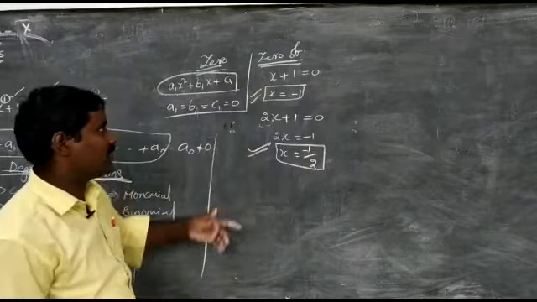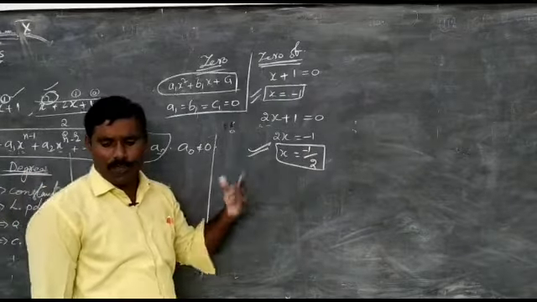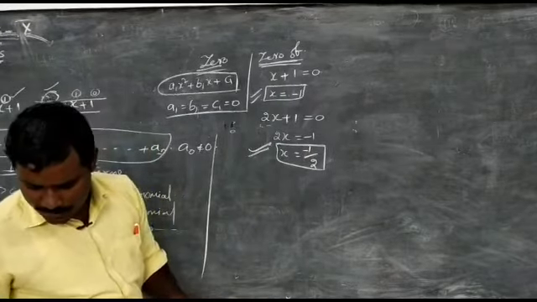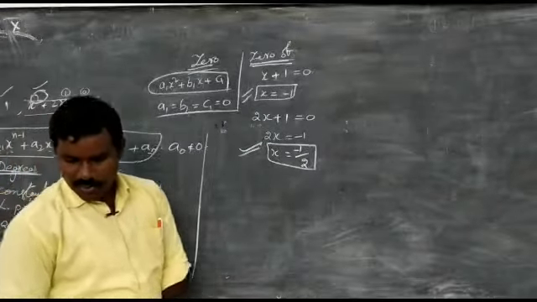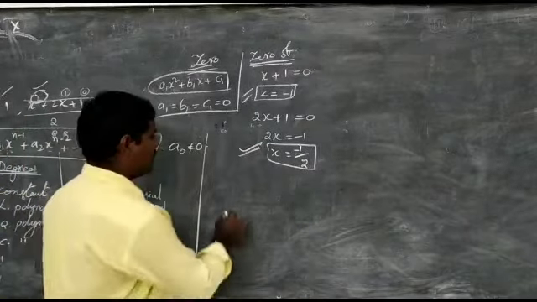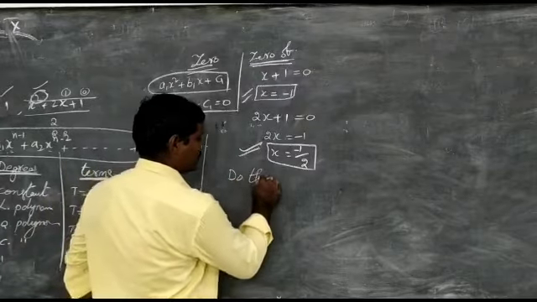Now we are seeing in the first exercise, zeros of polynomials. Once see the problems, do this page number 49. Now do this page number 49. Once see here, do these problems.